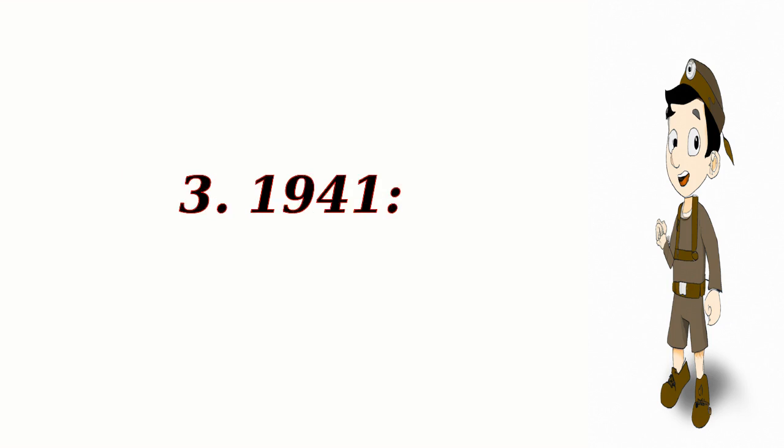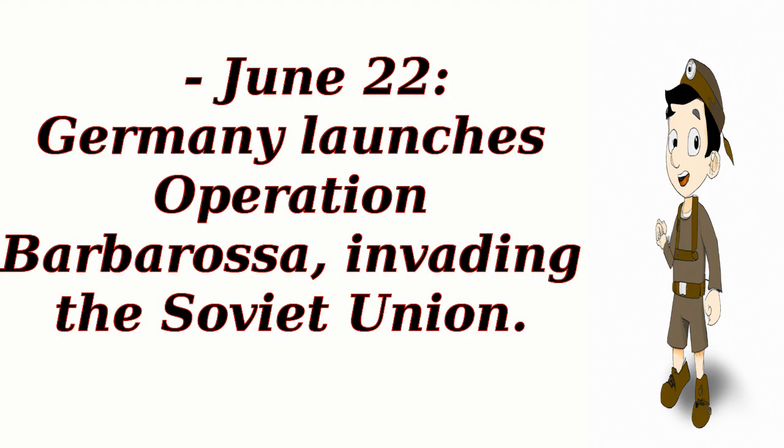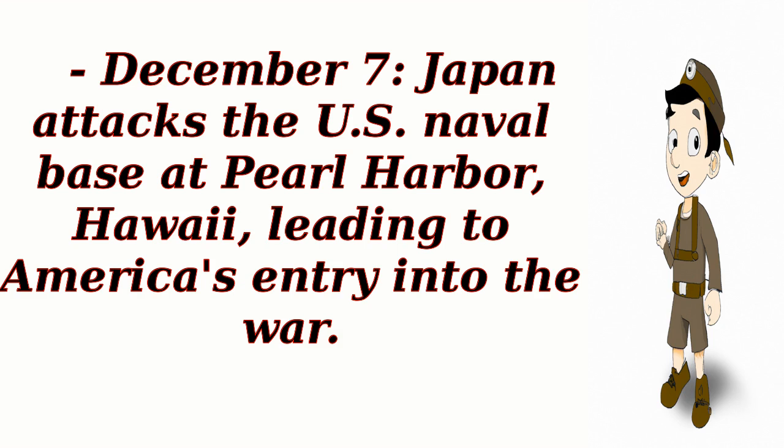3. 1941. June 22, Germany launches Operation Barbarossa, invading the Soviet Union. December 7, Japan attacks the U.S. naval base at Pearl Harbor, Hawaii, leading to America's entry into the war.